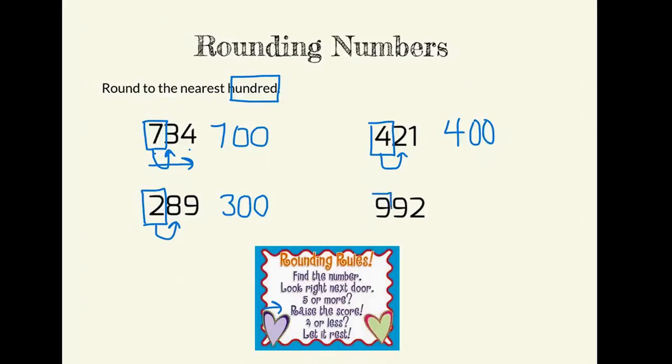Next one, 992. 9 is in the hundreds place. Look right next door. Ooh, a really strong number. We have a 9. That's for sure going to raise the score. Now 9 would have to bump up to a 10. And then I still had 2 places after it that need to change to zeros. So 992 was really strong and bumped up to 1,000. Sometimes you'll see that your 9s get bumped up to 10s. It's like a super upgrade.